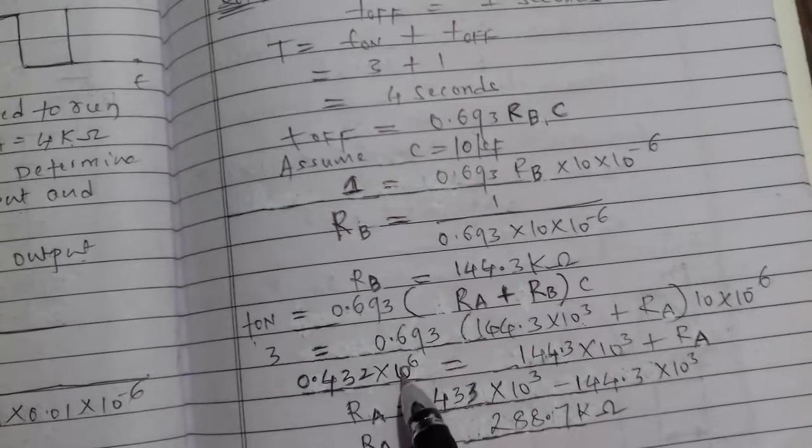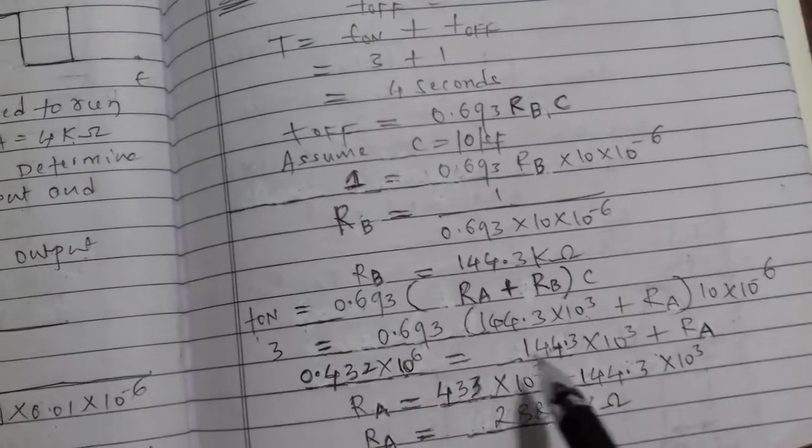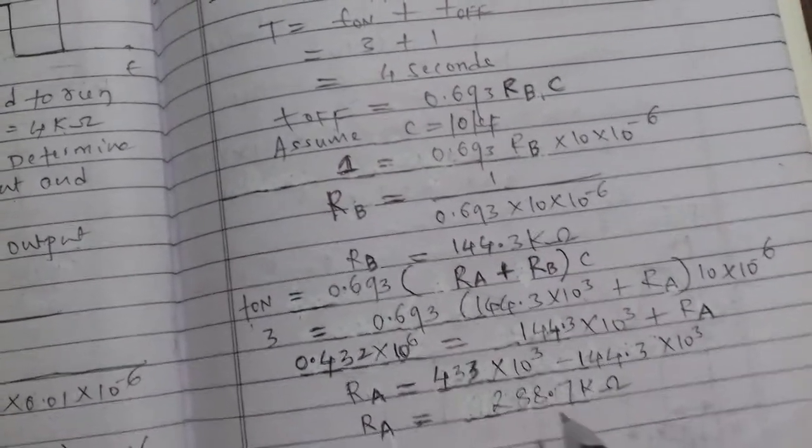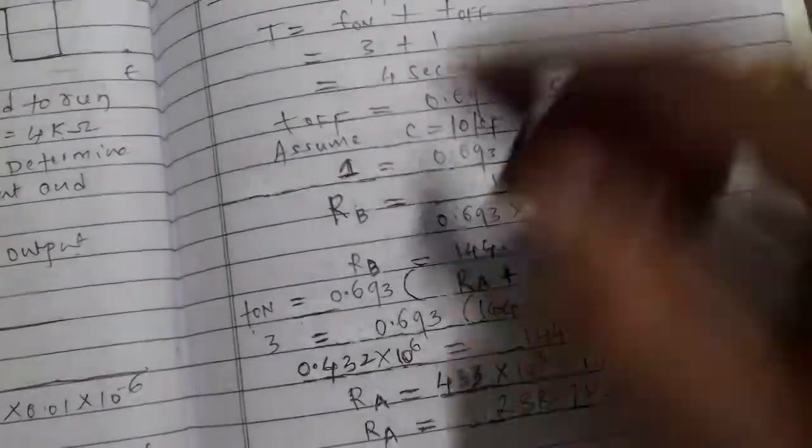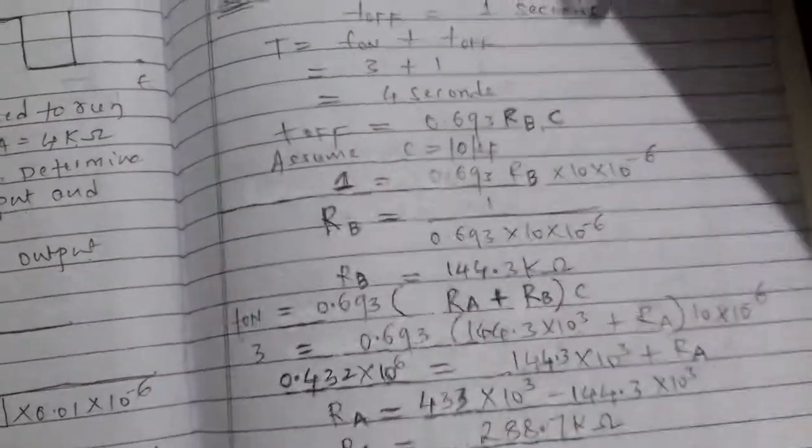Here, 0.432 into 10 raised to 6 is equal to Rb plus Ra. Ra is equal to 288.7 kilohms. Rb is equal to 144.3 kilohms.